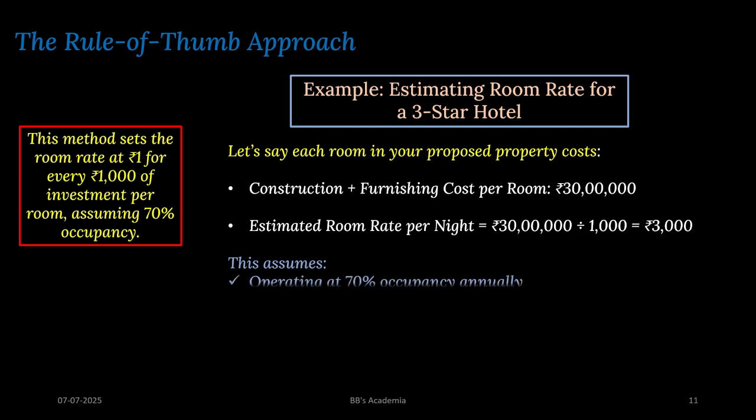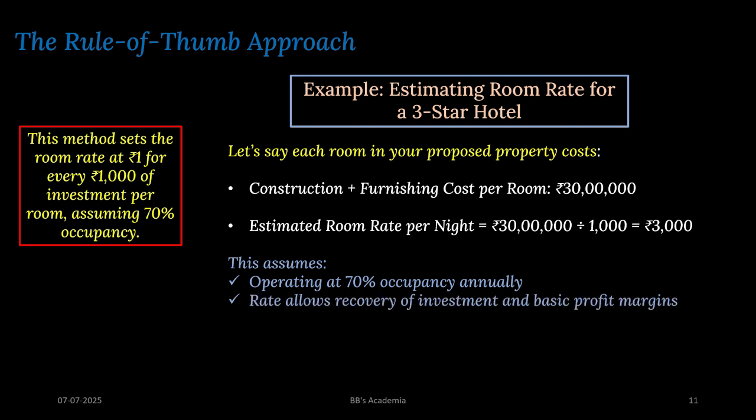This assumes operating at 70% occupancy. If it is less than 70%, then you are going to suffer a loss. It is considered 70% occupancy, then only it will stand good. The rate allows recovery of investment and basic profit margin. Whatever investment you have done, that will cover.